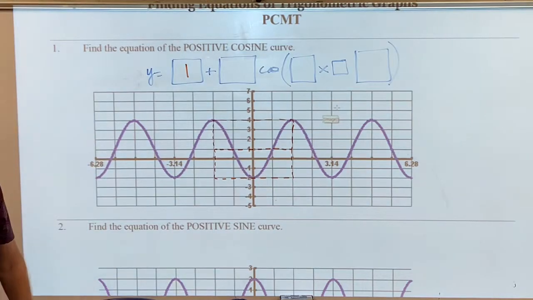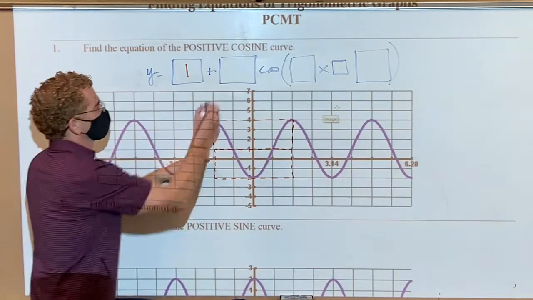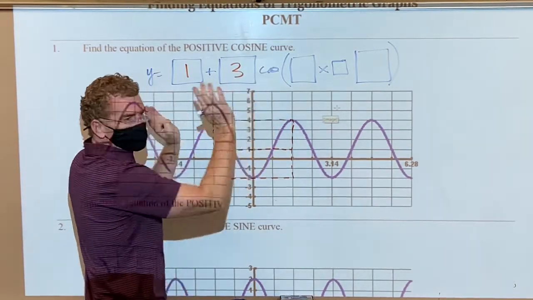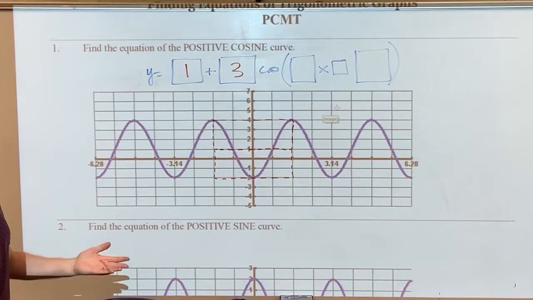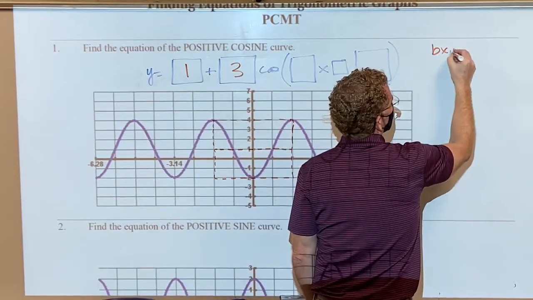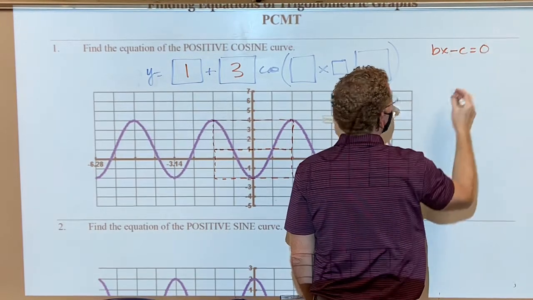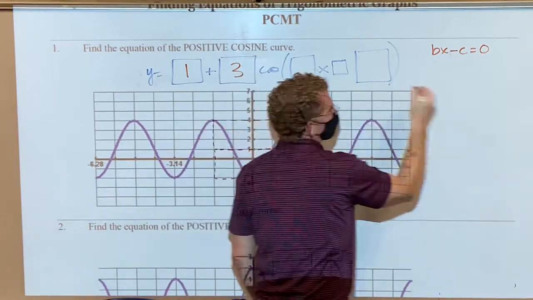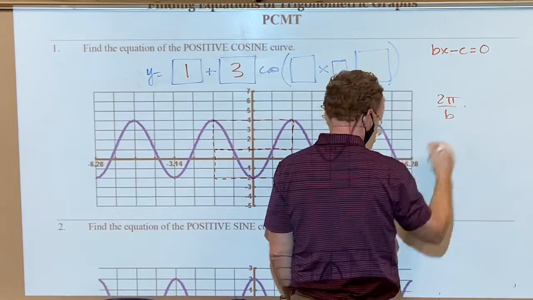And what's your A value? I always get somebody putting 6 in there, but it's up 3, down 3. I told you it was positive cosine, so you didn't have to think about that part. And then what next? I've got 2 options. One, if you think about how we graphed stuff, we were always taking bx minus c, the formula is bx minus c, and setting it equal to 0. And for the period, we were taking 2 pi over b and finding the period from it.